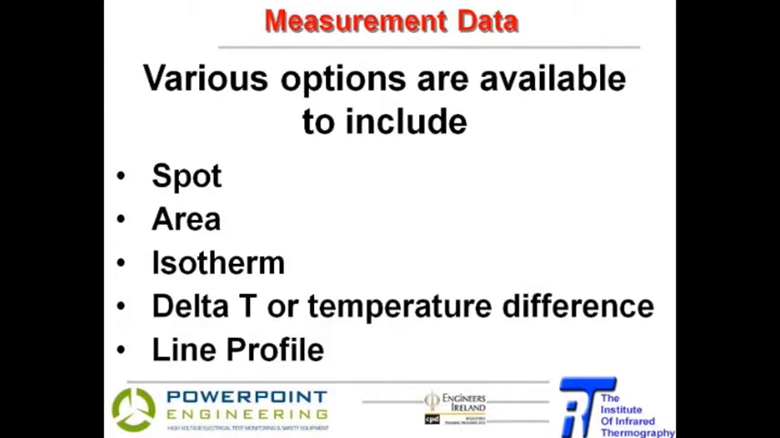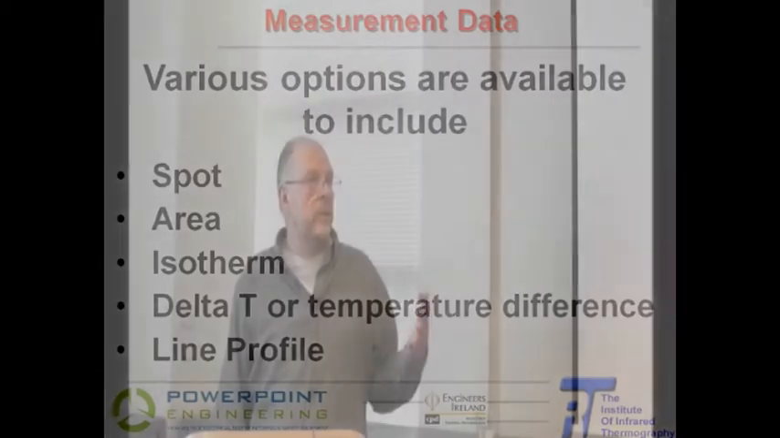Various options are available to us. We can put spot functions, area functions, etc. Delta T we're always looking for. If you're looking for a problem, certainly with electrical, you need to refer it back to something. You need a reference temperature. And similarly with buildings, very often, if you're looking to see if there are inconsistencies in the structure, you might be looking for a temperature difference. So we talk about delta T, temperature difference.